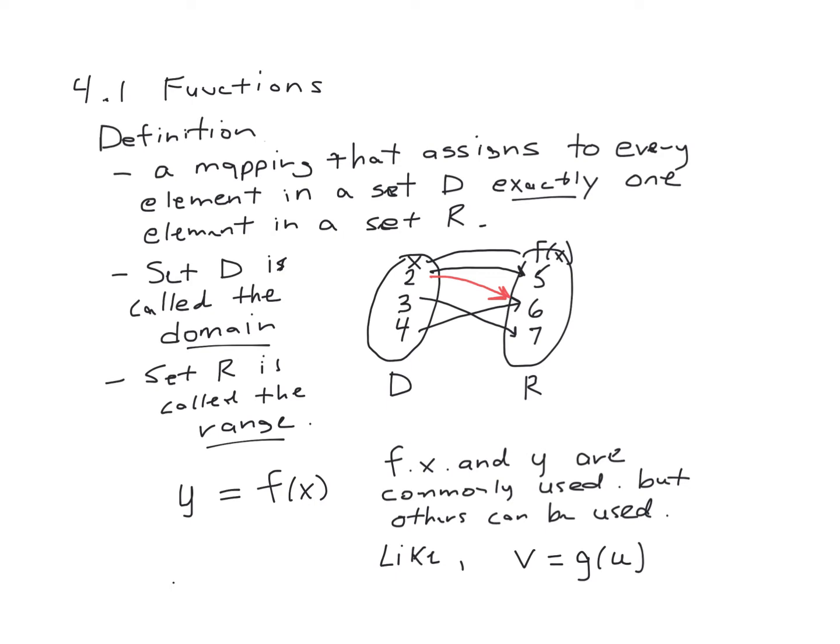Typically we talk about y being f of x, meaning that y is a function of x, and that the y will depend on the x. So x is typically called the independent variable, and y is the dependent variable. We typically use y, f, and x, f standing for function, but you can use others, just like v equals g of u would be the function g mapping u to v.